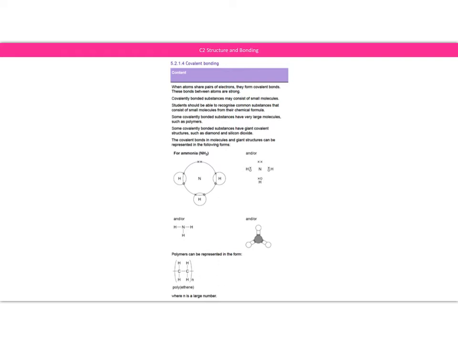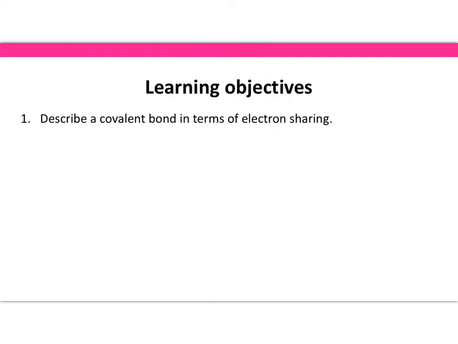So now we're moving to covalent bonding. So far we've been talking about transferring electrons, and in covalent bonding, which if we remember was non-metals only, we're not going to get transfers of electrons, we're going to get sharing of electrons. So we're going to consider what that means and how we can represent it in a bit more detail. So there's our first objective, describing a covalent bond in terms of electron sharing.